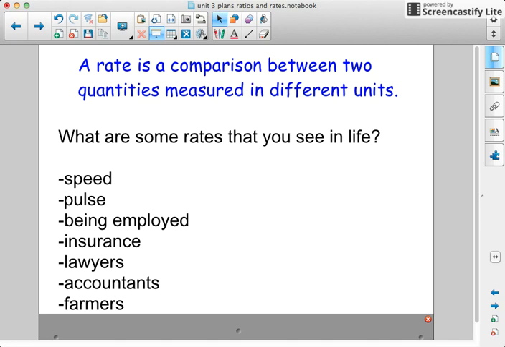Being employed, you make $25 per hour. Your insurance, lawyers' fees, accountants, farmers. It's used all the time.